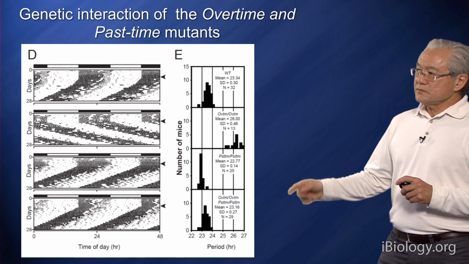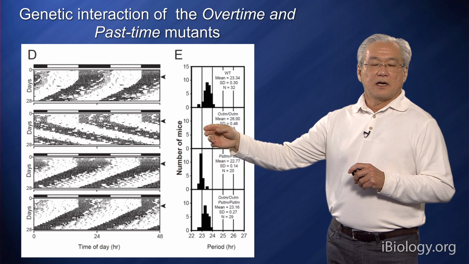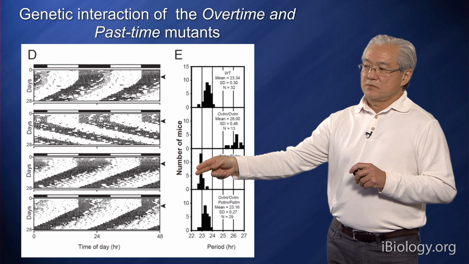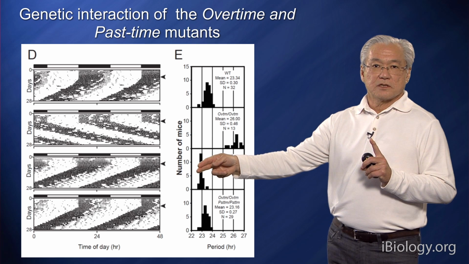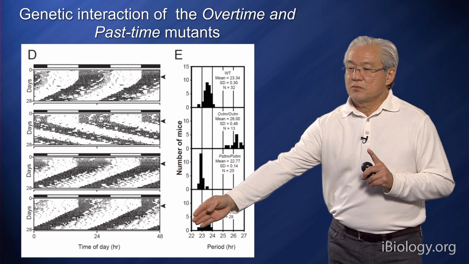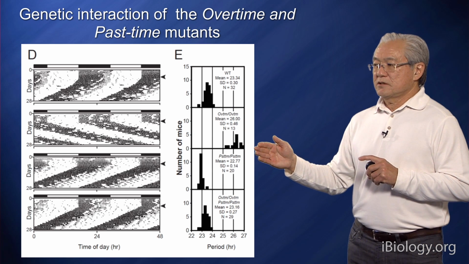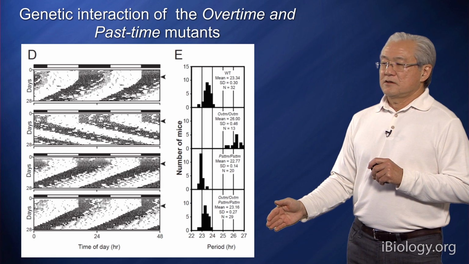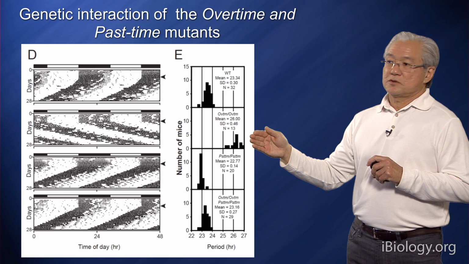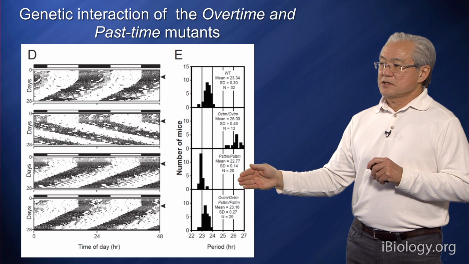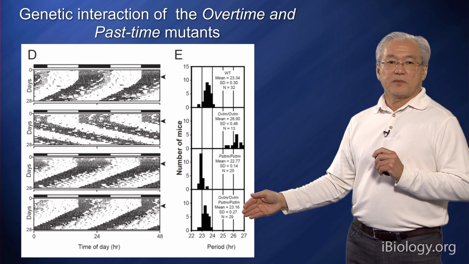And so we looked for the interaction of overtime, the long period mutant, with pastime, the short period mutant, by crossing those two strains of mice. And the bottom shows the double mutant, and these histograms show the average period or the period distribution of these four genotypes of mice: wild type, overtime mutant, which are 26 hours long, pastime mutants, which are half an hour short, and then the double mutant, overtime and pastime.